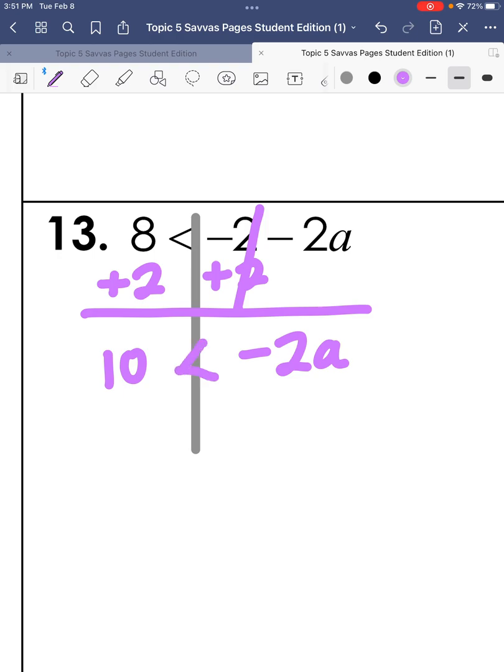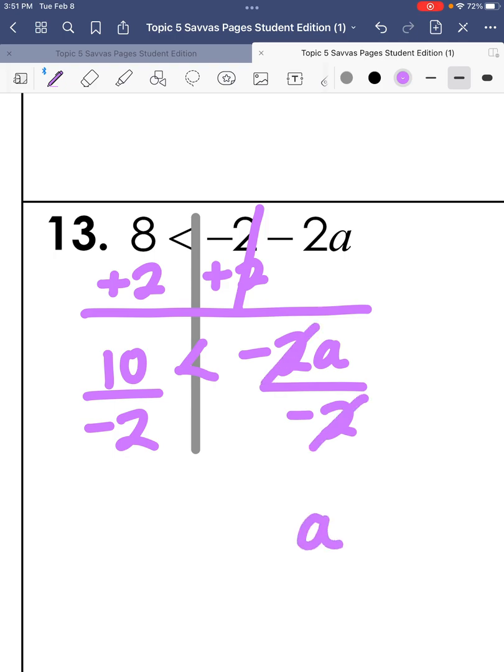Now I need to get that a by itself, and it's attached to negative 2 through multiplication. So how do I undo that? Well, I divide by negative 2. And I do that on both sides. So on the side with the a, my negative 2's cancel out, and a is by itself. On the other side, 10 divided by negative 2 is negative 5.